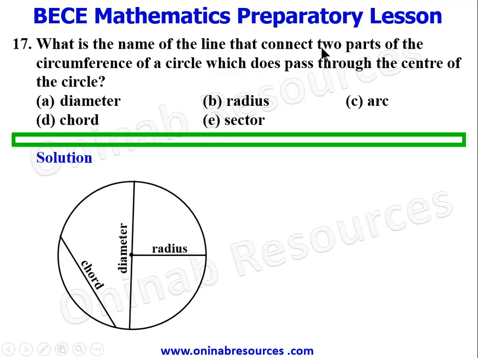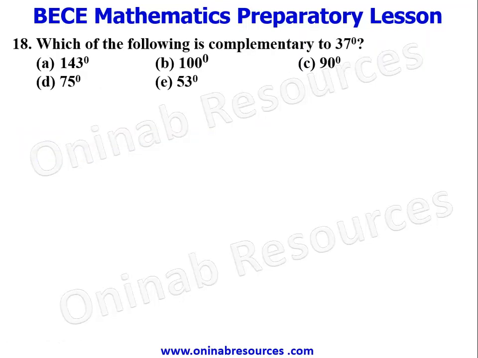What is the name of the line that connects two parts of the circumference but does not pass through the center of the circle? So it is chord, and that is option D. That's the end of the solution to problem 17. We go to problem 18.